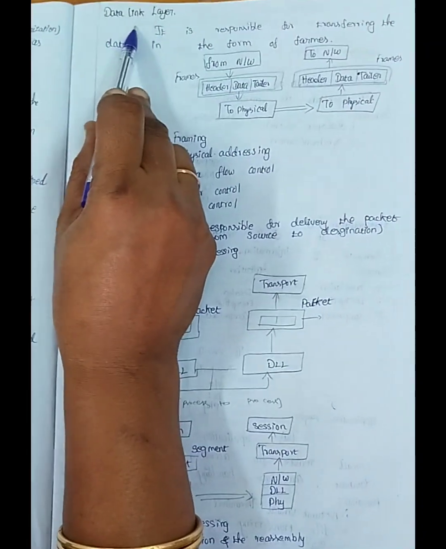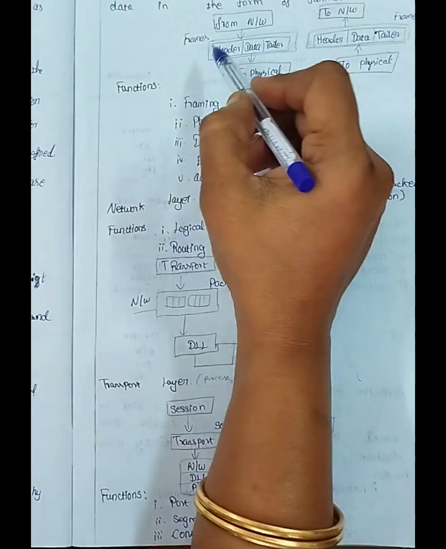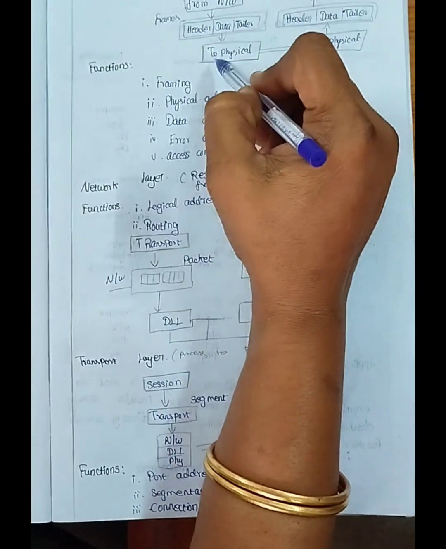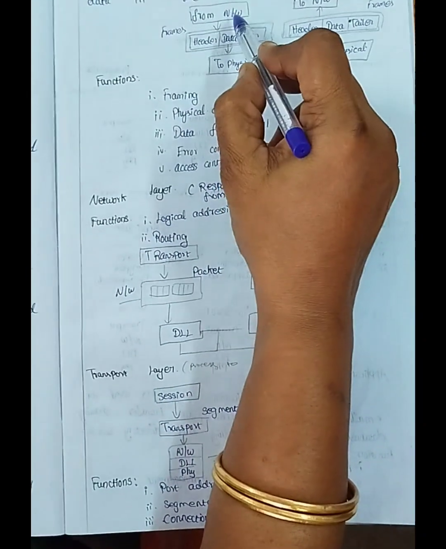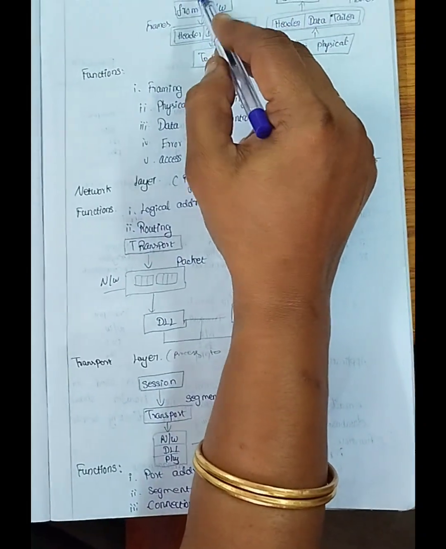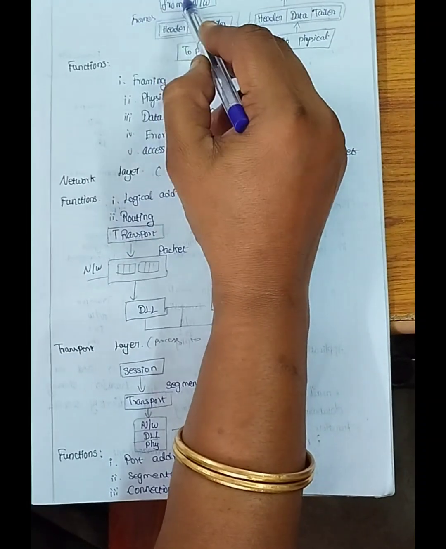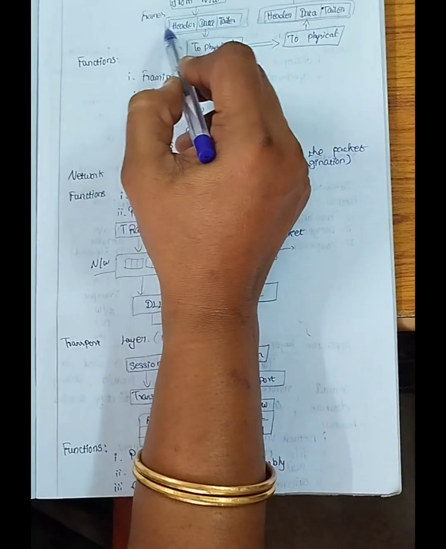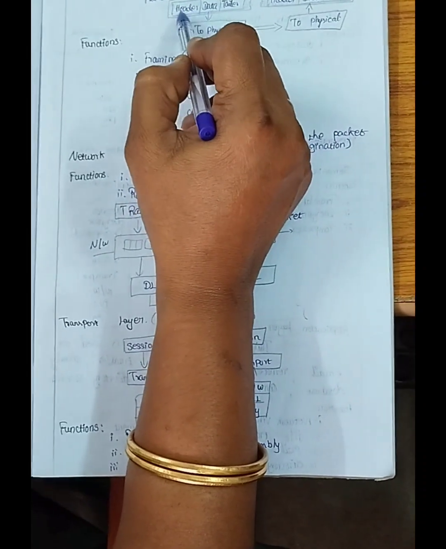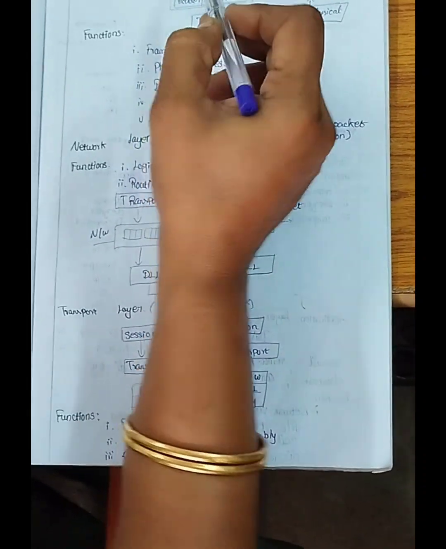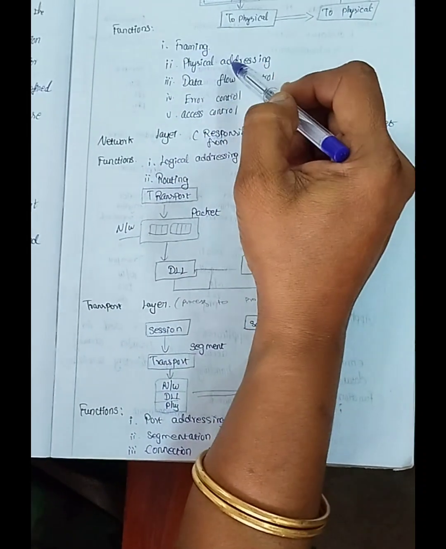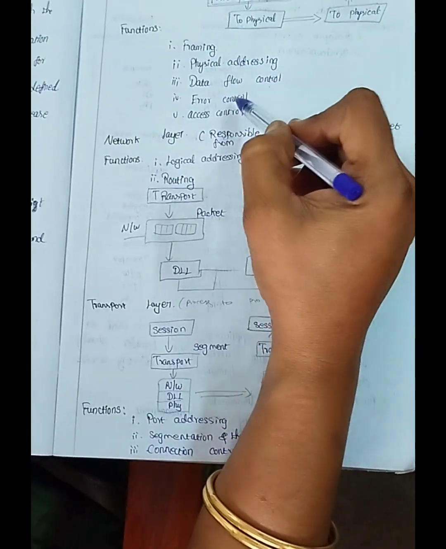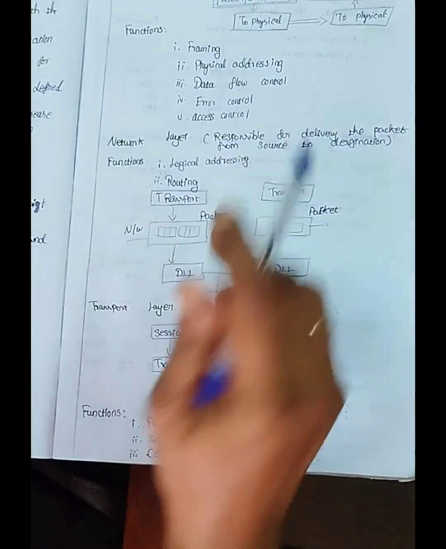The second layer is the data link layer. This is the second level layer, above the physical layer and below the network layer, and it is responsible for transferring the data in the form of frames. In this data link layer, the data will be transferred in the form of frames, and the functions are framing, physical addressing, data flow control, error control and access control.